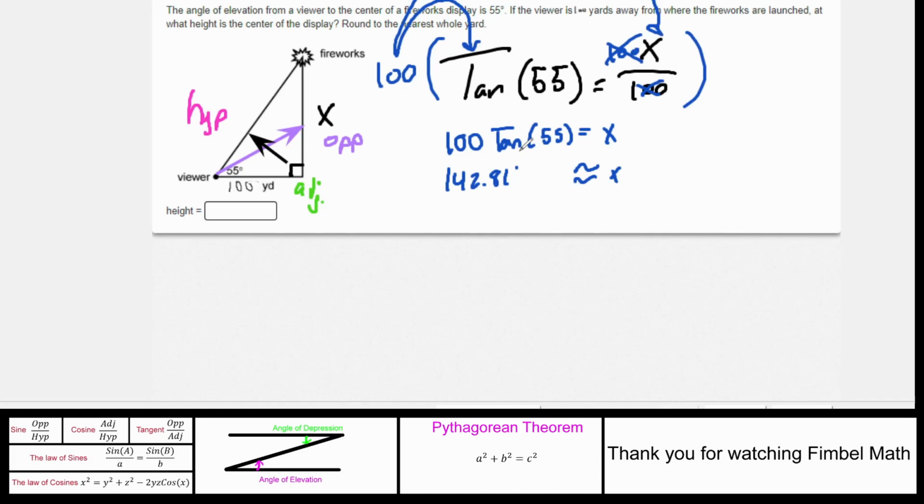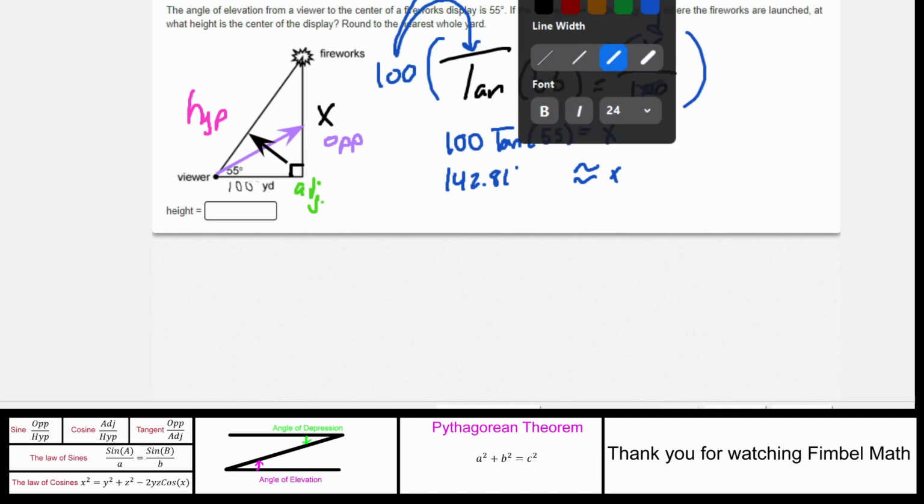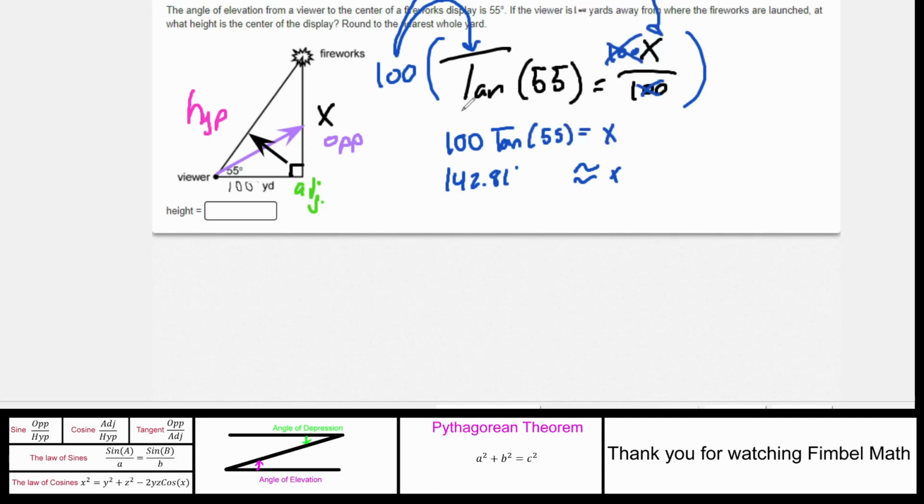I forgot to highlight it this time, so it's not standing out. Where am I supposed to round to? The nearest whole yard. See, and this is what I mean when I say I always make up whatever random position to round to, and then I end up getting it wrong, so I have to go back and read the question. So here is whole yard, so I'm going to go from the 2 to the 8, and that tells me to increase this by 1. So it's going to be 143 yards, and it looks like, nope, you just put 143.